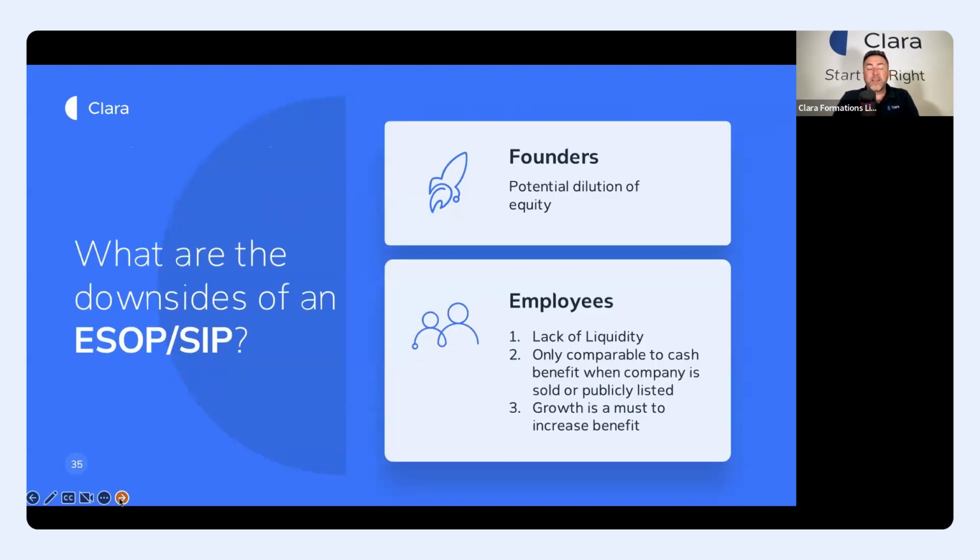So what are some of the downsides of an ESOP or a SIP? Well, one of the downsides is potential dilution of equity. But if you use a good tool, you'll realize that dilution can absolutely be managed. It's when it's not managed, when an ESOP is forced on you at maybe your first major equity round and you're not ready for it because you hadn't taken that into account. Things like that, that's when it can be a real problem.